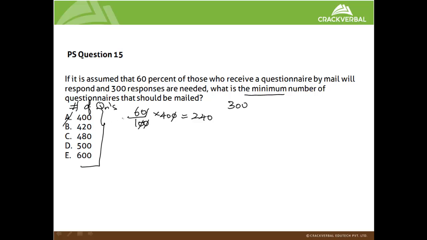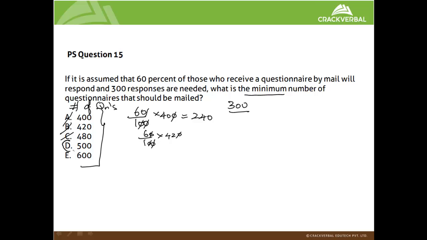Just think about it. The condition here to check is 300, so the answer has to be in multiples of 100. If I pick 420, 60% of it will not give you a multiple of 100, or even a multiple of 10. 42 into 6 will be something which is not a multiple of 10. So you can eliminate answer choice B, and for the same reason you can also eliminate answer choice C.